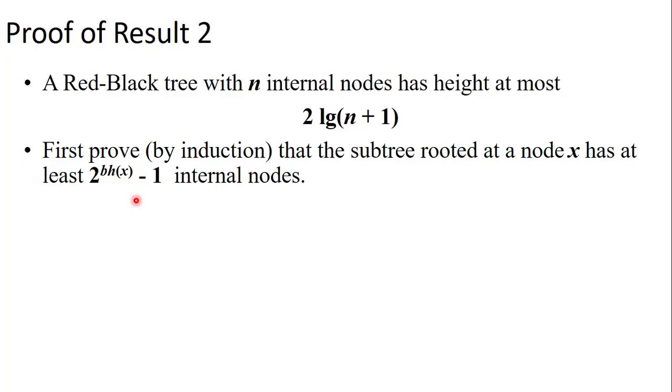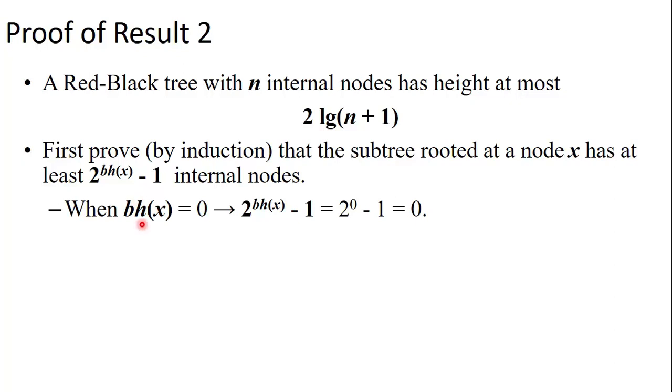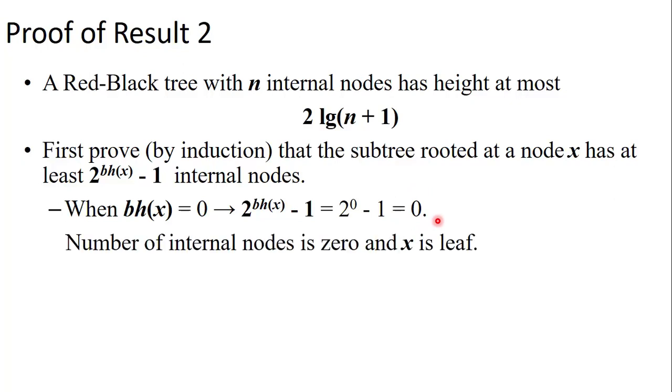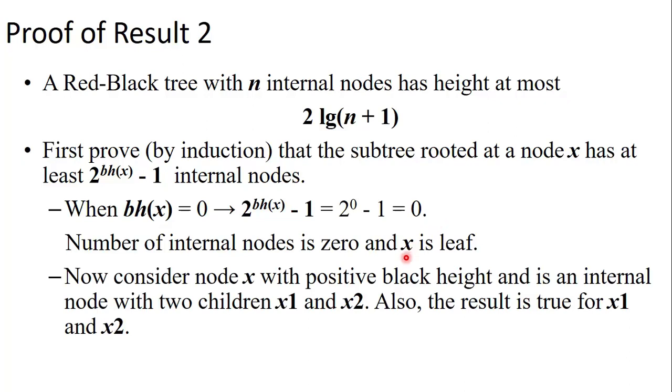Now assume there is an empty RB tree with root pointing to the nil node, that is, a leaf. For this, the black height will be 0, and putting the black height as 0 in the above equation results in a value of 0, which states that when x is a leaf, the number of internal nodes is 0. Now let's generalize this concept for an internal node x with a positive black height bh(x) and having two children, x1 and x2.